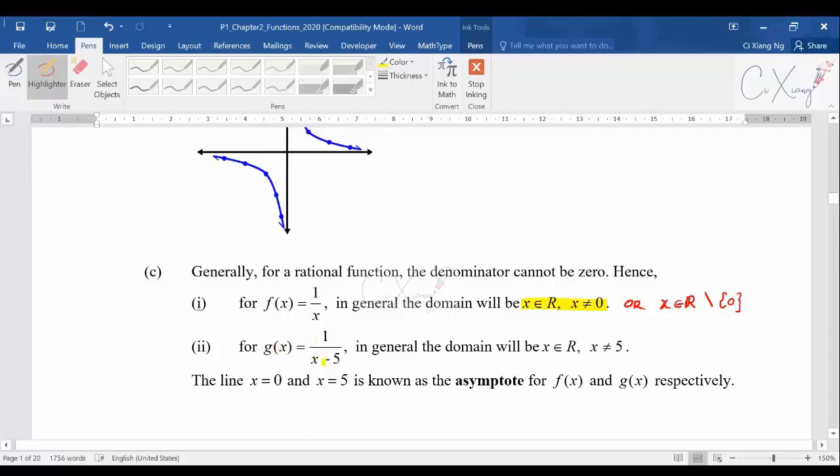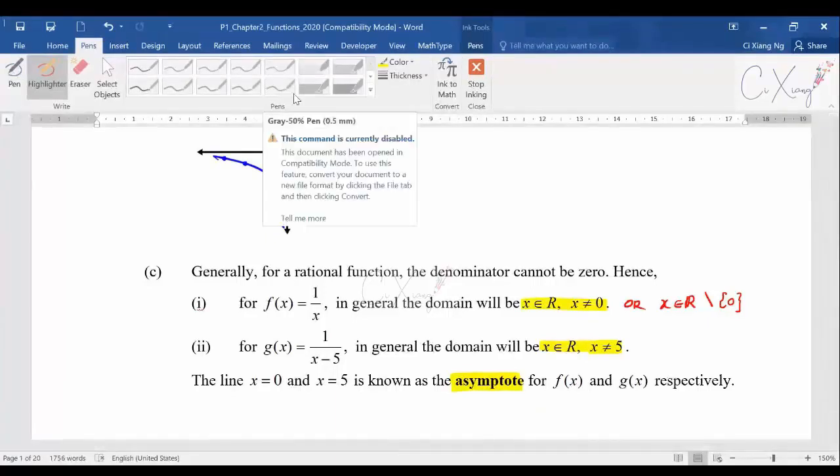So they are teaching you the algebraic method. When you see a rational function with x minus 5 at the denominator, you make it x not equals to 5. Something like that. Again, for me, I will still ask you to sketch a graph by using the concept of transformation. The lines x equals 0 and x equals 5, we call them asymptotes for f(x) and g(x) respectively. If you want to find the domain and range by using the graph, you have to make sure that you know how to draw the basic shape of the graph.